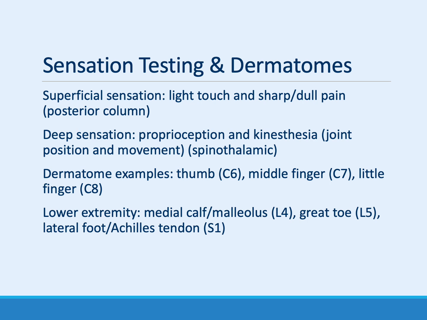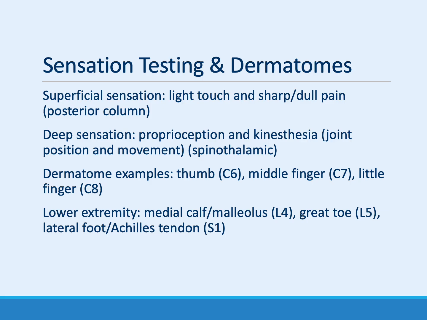For dermatomes, know your landmarks that we went over in class, but your big ones like the thumb for C6, middle finger for C7, little finger for C8, your medial malleolus for L4, great toe for L5, Achilles for S1. Just remember where we would test those in class. Again, there's a reason we did a dance, but knowing your dermatomes is going to be an important thing for neuromuscular data collection.